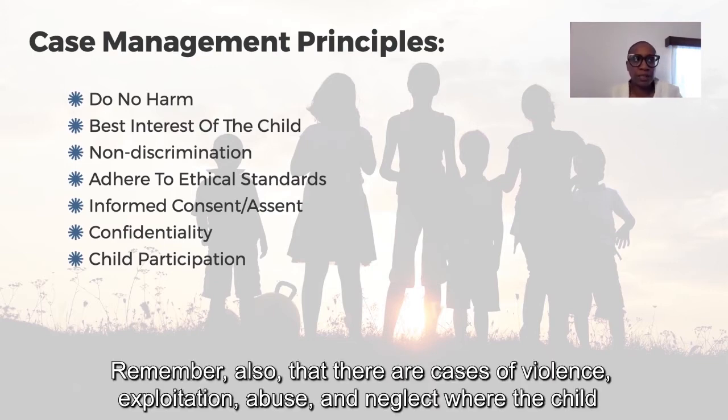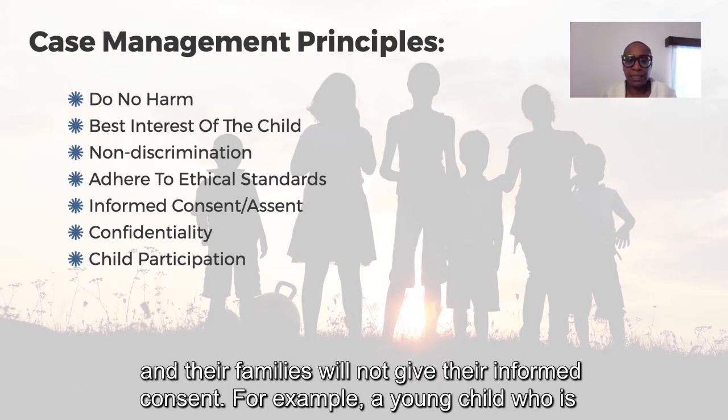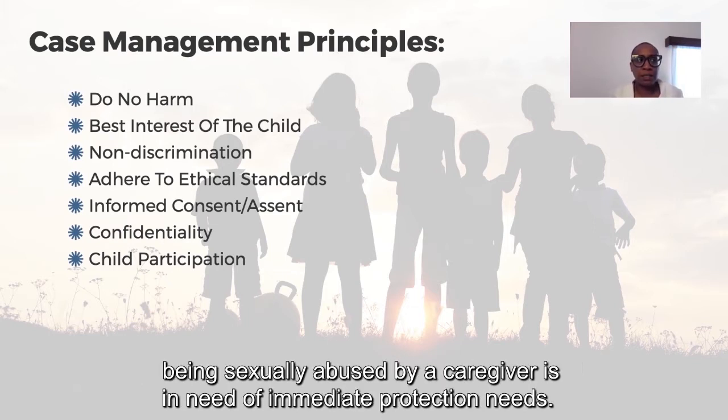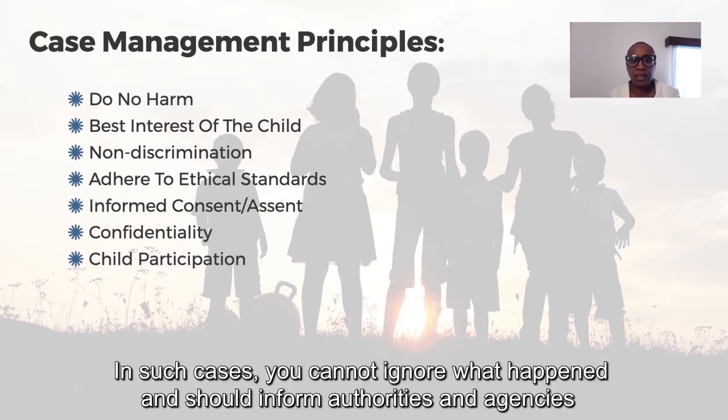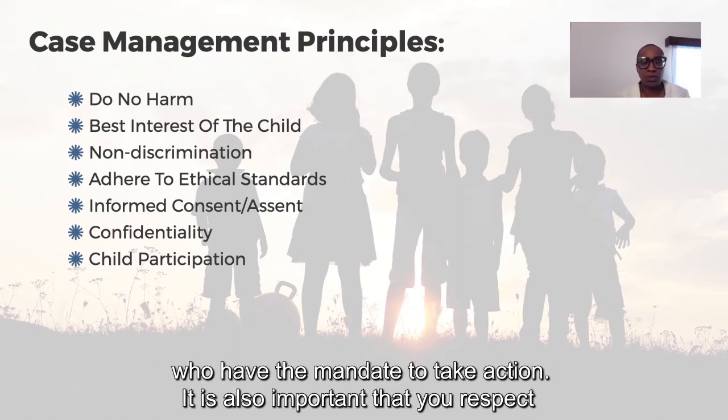Remember also that there are cases of violence, exploitation, abuse and neglect where the child and their families will not give their informed consent. For example, a young child who is being sexually abused by a caregiver is in need of immediate protection. In such cases, you cannot ignore what happened and should inform authorities and agencies who have the mandate to take action.